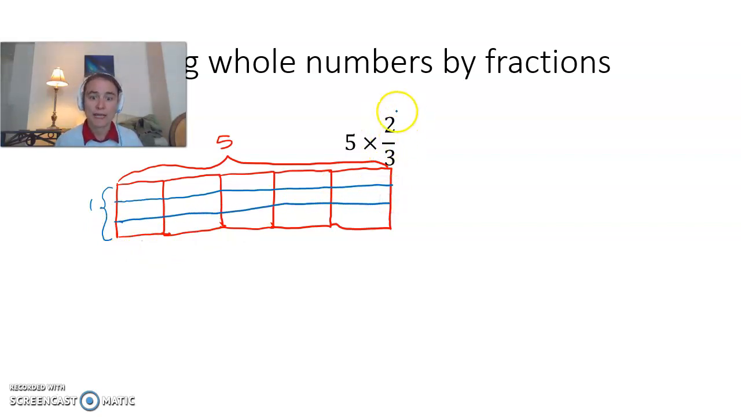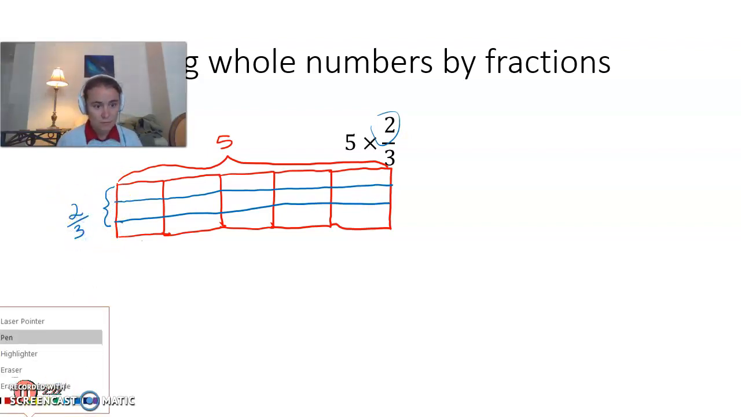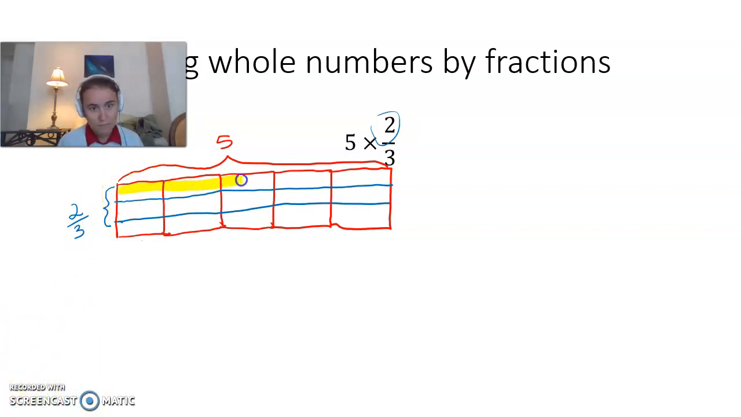And I'm going to shade in 2 of them because I need 2/3. So I'm shading in 2/3.